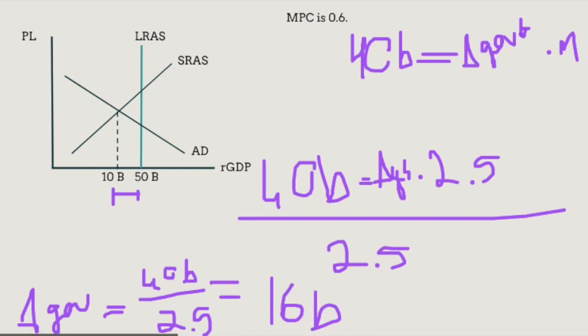So what this means is that we need to increase government spending by 16 billion, and that's going to multiply and magnify and cause a 40 billion change in GDP, bringing us to full potential and long-run equilibrium.